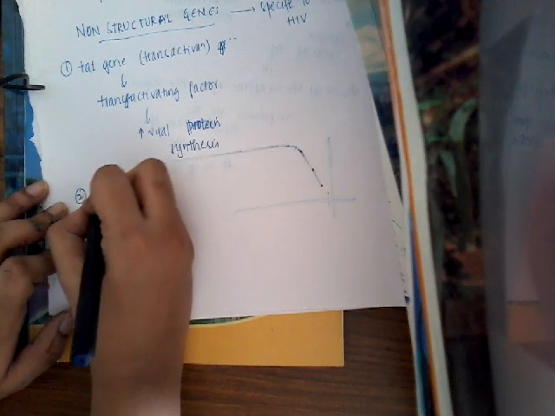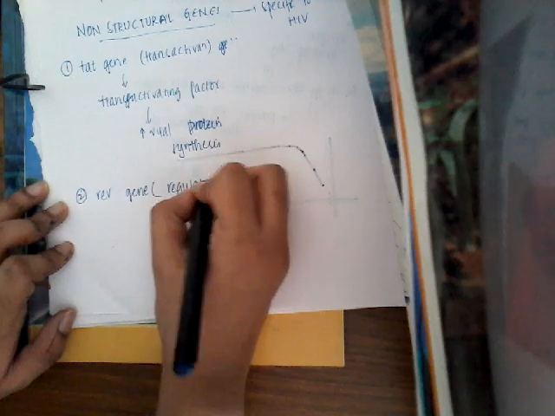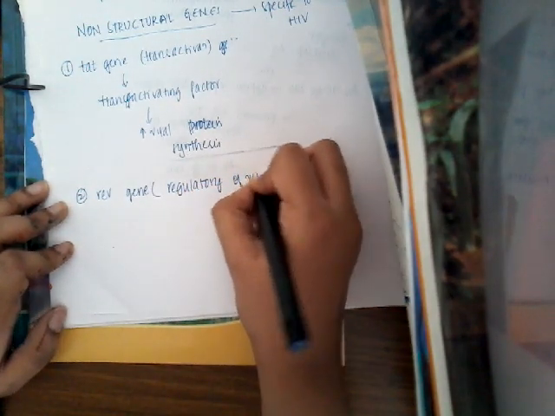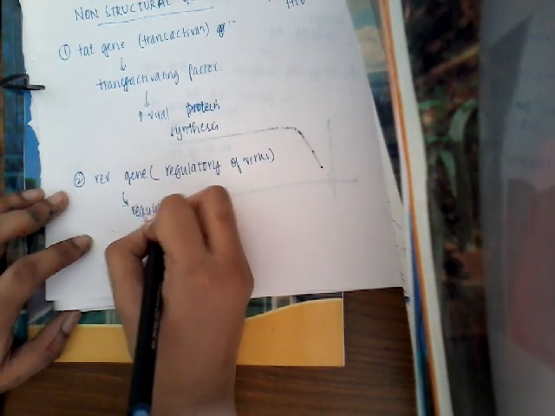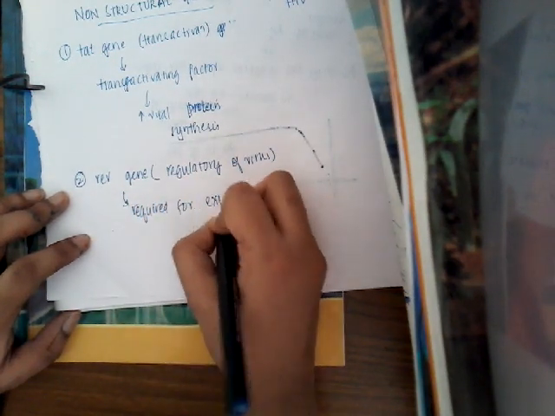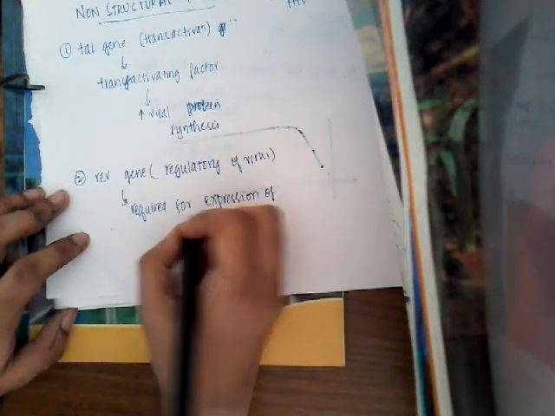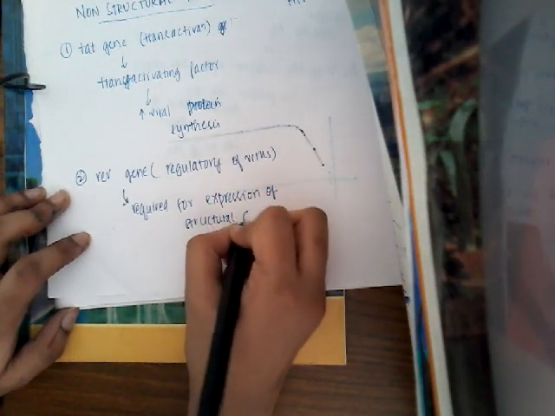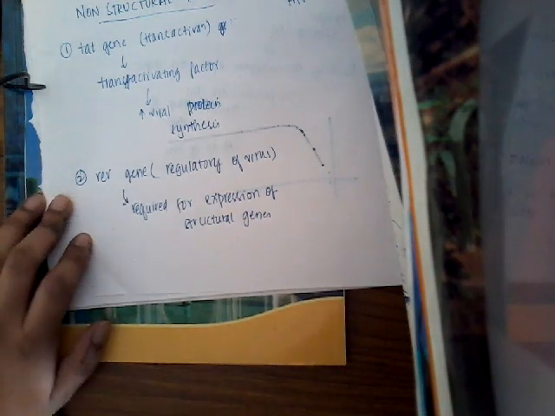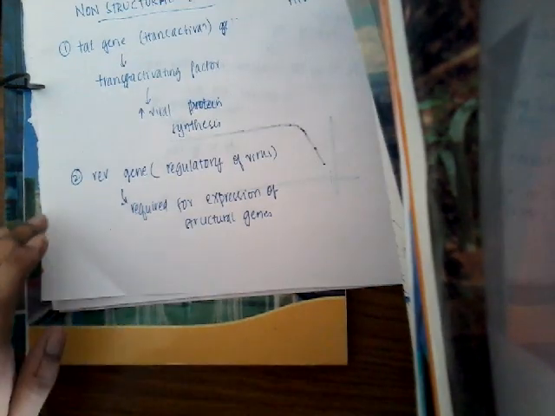The second gene is the Rev gene, also called regulator of virus. This Rev gene is required for expression of structural genes. We have seen that there are 3 structural genes, right? Gag gene, Env gene, Pol gene. So the Rev gene, or regulatory gene, is required for their expression.